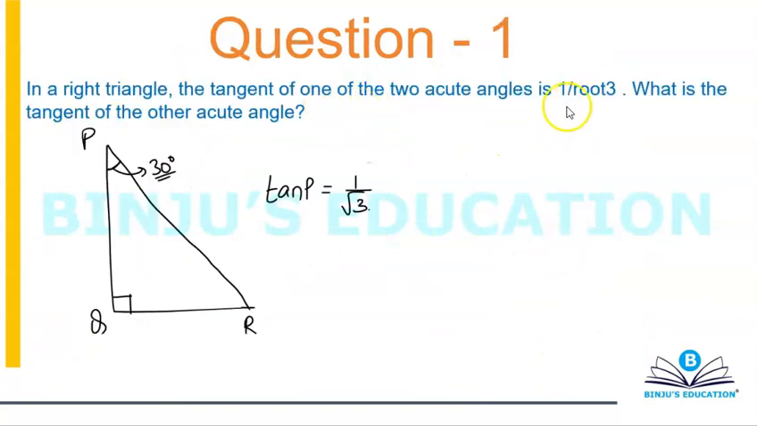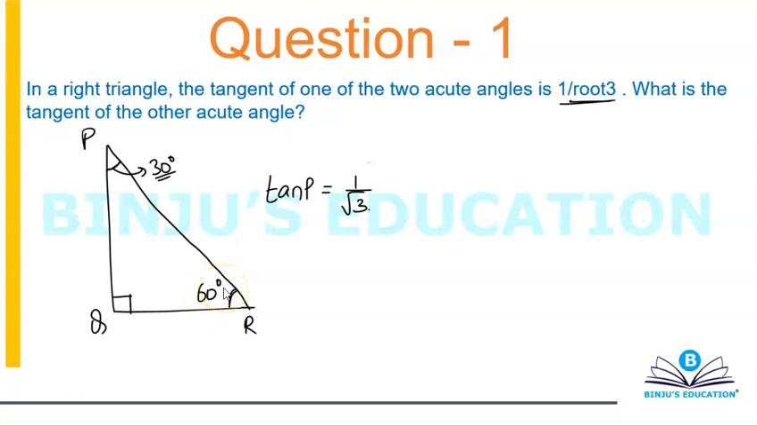So tan of one of the two acute angles is 1 over root 3. I took that one angle to be P. You could have taken it to be R; it doesn't matter anyway. So tan P is 1 over root 3, which means angle P has to be 30 degrees. If angle P is 30 degrees, I can simply say that angle R will be equal to 60 degrees.